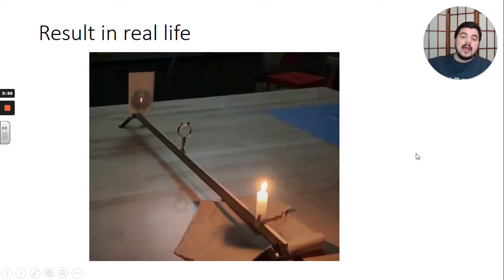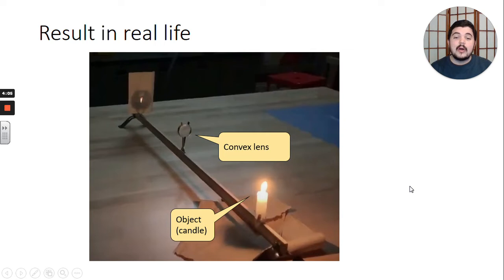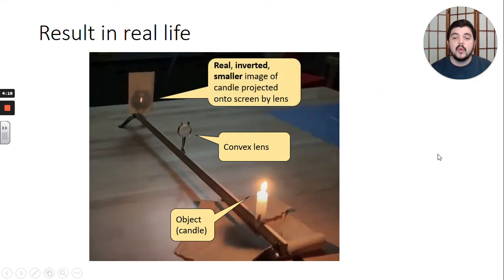And we've seen this before, but now I want to put it in the context of lenses. The result of this diagram on the previous slide is we have our object, the candle there. We have our convex lens, and that convex lens will converge all of the light rays. And if we put a screen at the right point, we're going to be able to focus an image of the candle on the screen. And our ray diagram told us that that image would be inverted, that it would be smaller, and that it would be real. So that's the result of doing this experiment in real life.